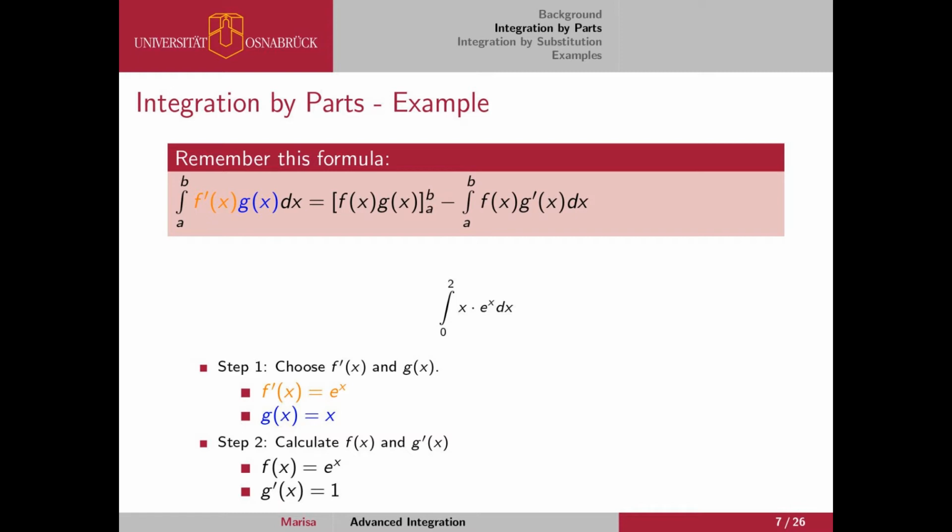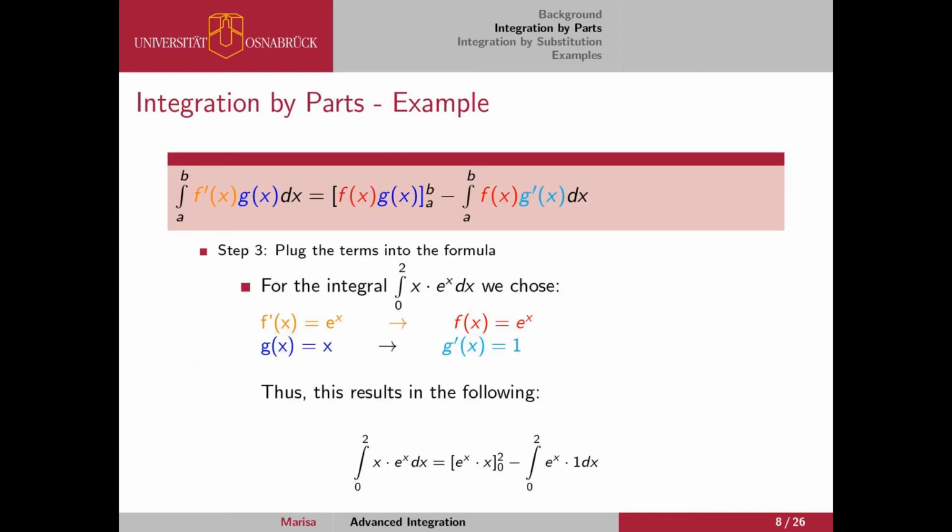Next up, in step 2, we need to calculate f of x and g prime of x. This means the following in our example. From f prime of x, which we chose to be e to the power of x, we need to find f of x, which is its antiderivative. Luckily, we know how to do this. The antiderivative of e to the power of x is also e to the power of x. From g of x, we need to calculate g prime of x, which we basically already did. It will yield 1. Now we are already done with all the pre-calculations and can use all of this inside our formula. So let us continue with step 3.